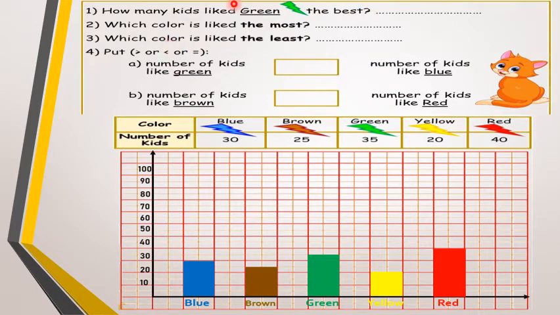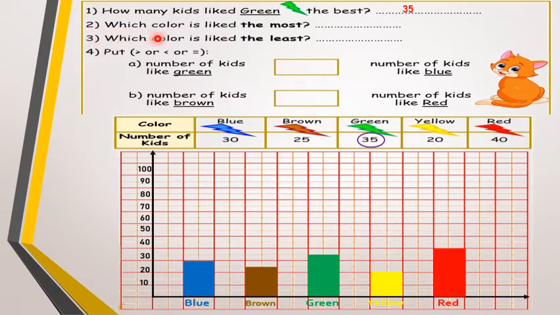Now I want to answer these questions here. So I have this bar graph, and I will use it to answer the questions. How many kids like green? I can look at the bar graph or at the table. So I will look at green. The number of kids who like green is 35.